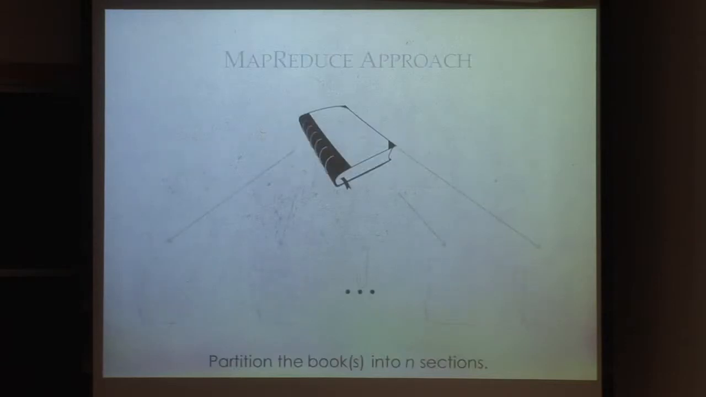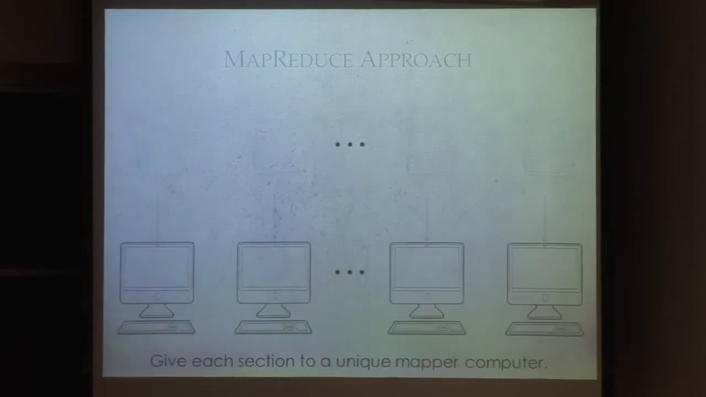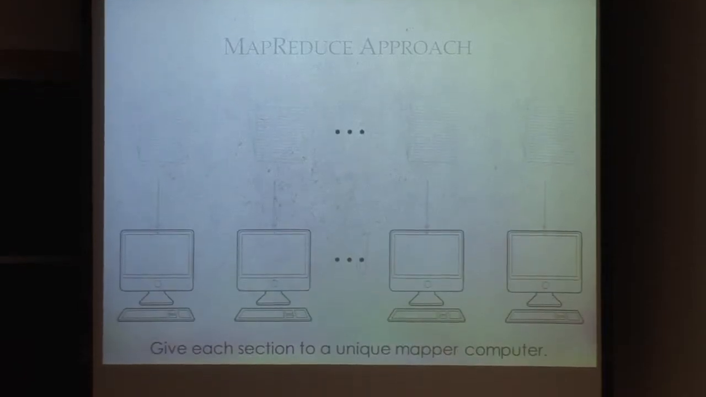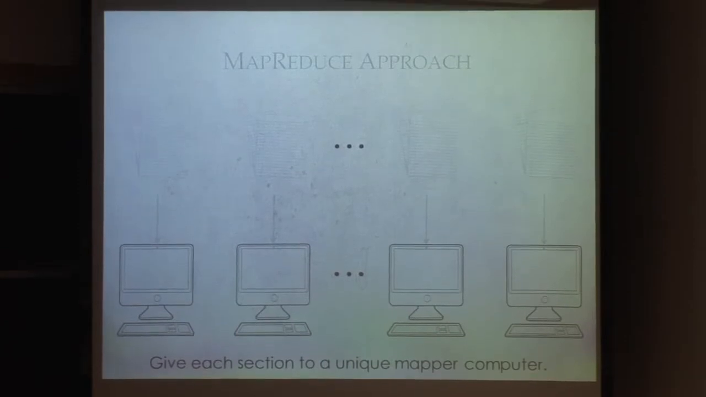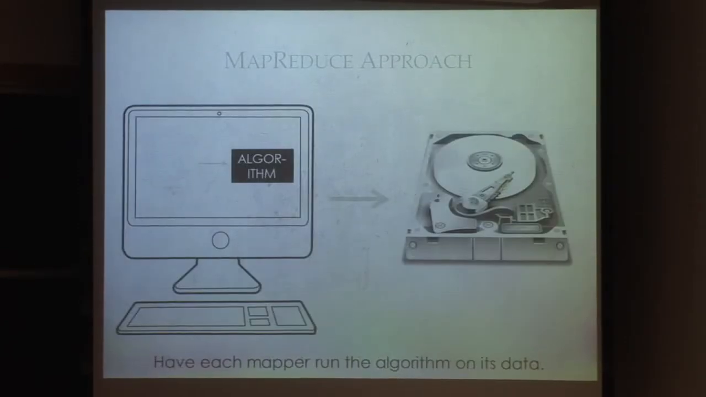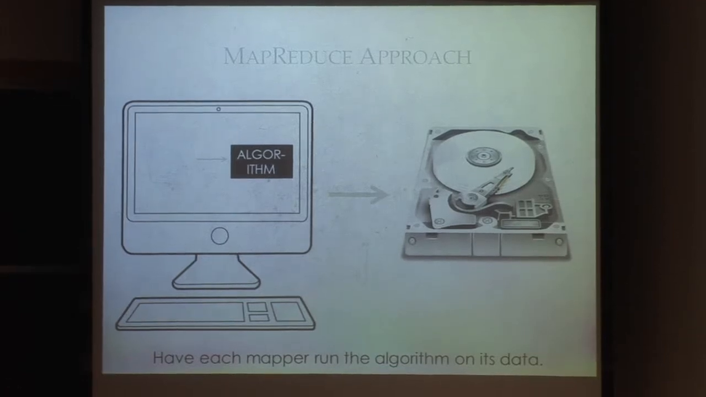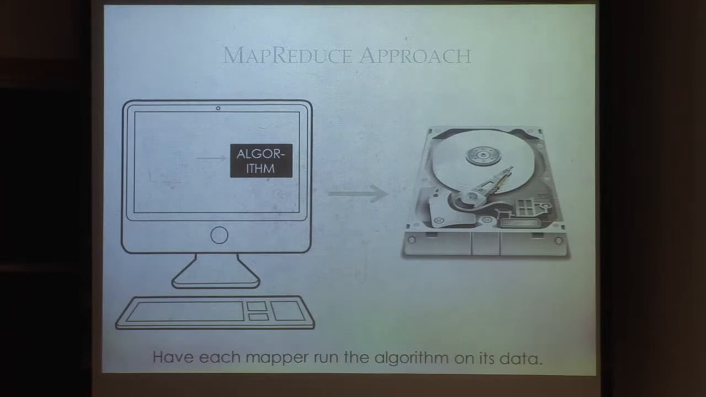Well, MapReduce would take our book and it would partition it into sections automatically. And then it would allocate a section to each individual mapper computer, or computer running a map task. And then the mappers would run this user-defined algorithm on the data, which in this case would be the algorithm we defined earlier, and save the results of that algorithm to local disk. And the format of that output will be a series of key value pairs in this case, where the keys are the words and the values are the count of those words.